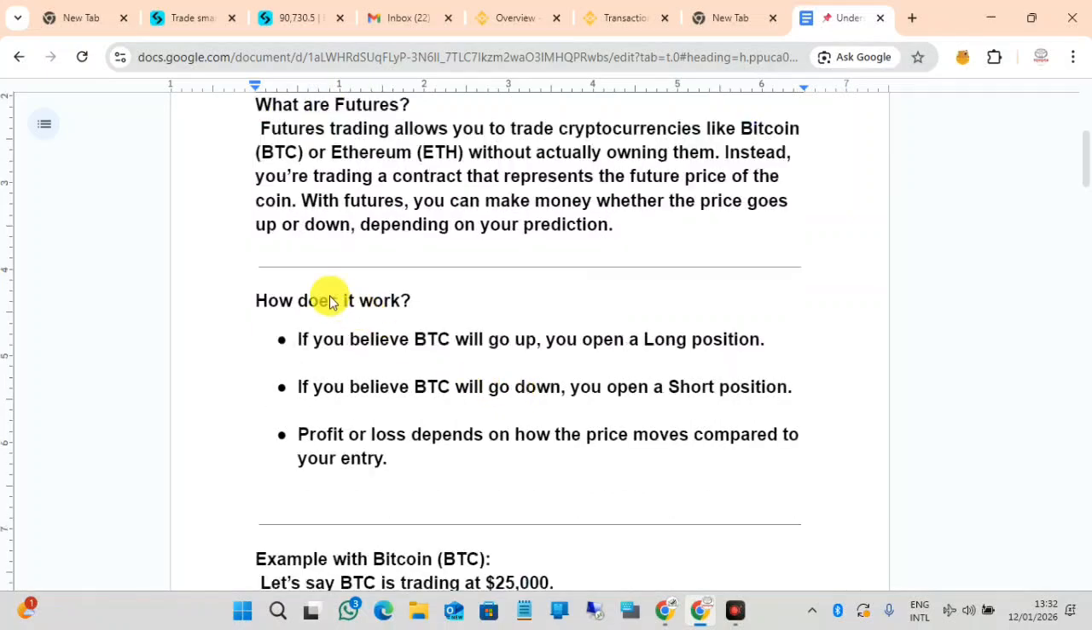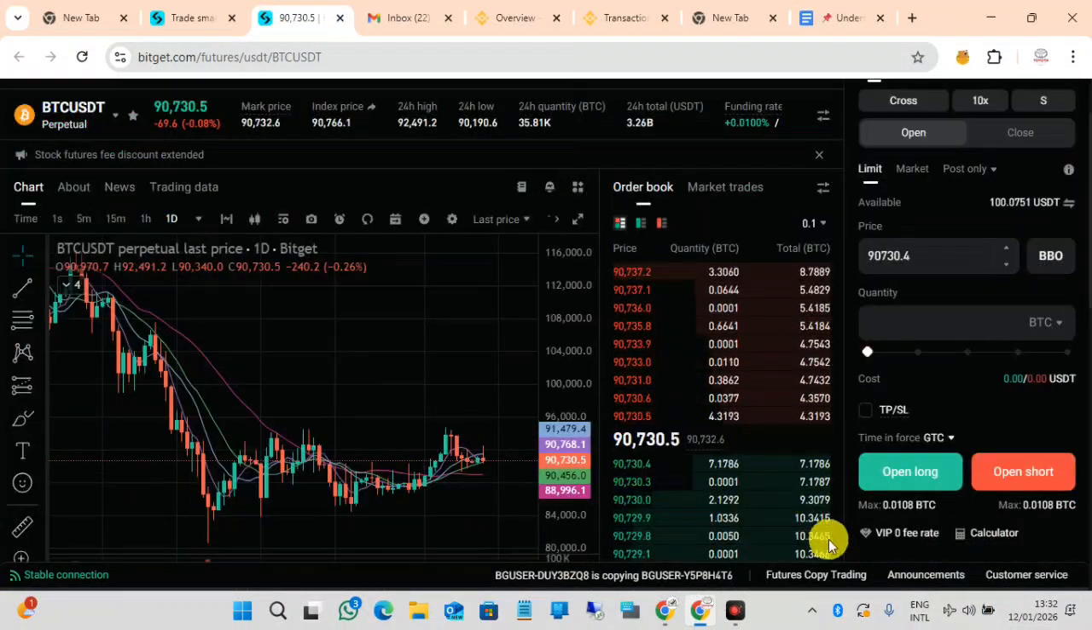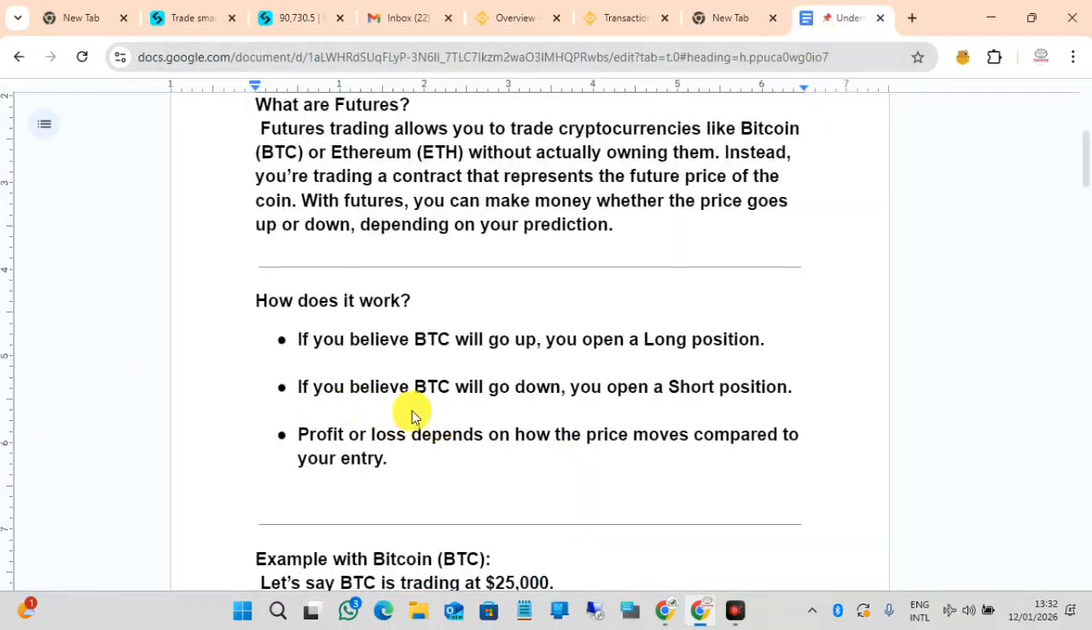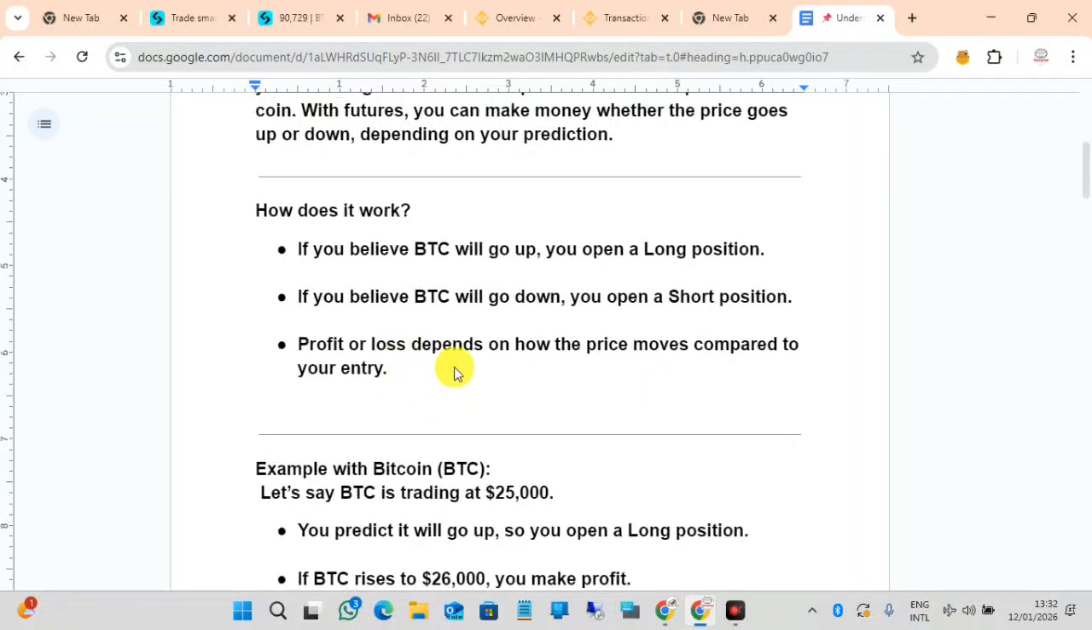Then how does futures work? If you believe BTC will go up, open a long position. This is a long, they call it long here. But let's go back. If you believe BTC will go down, you open a short position. You have to do a technical analysis for that. Then profit or loss depends on how the price moves compared to your entry.